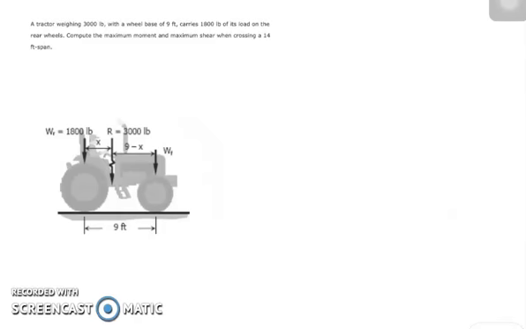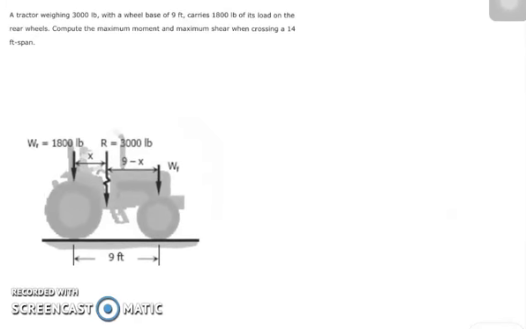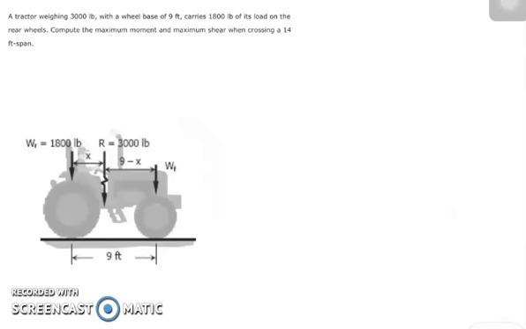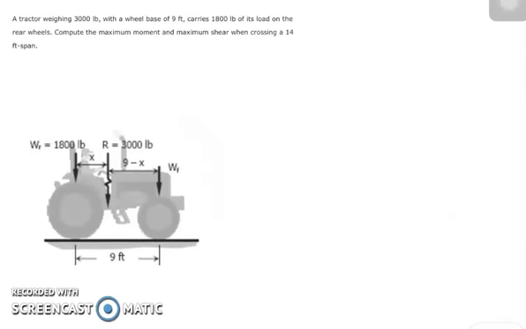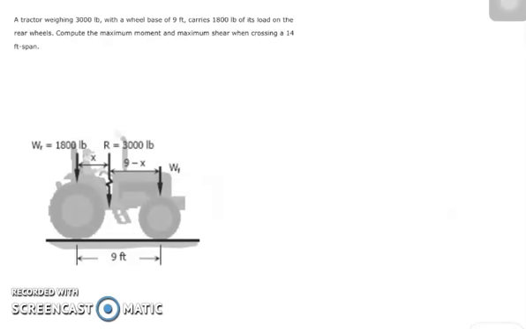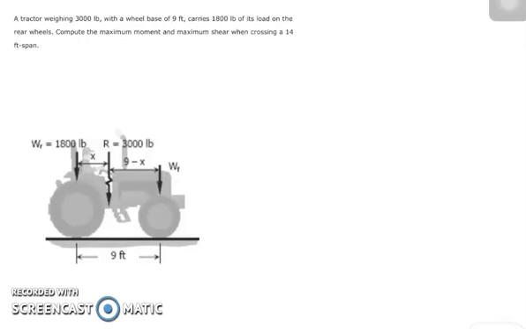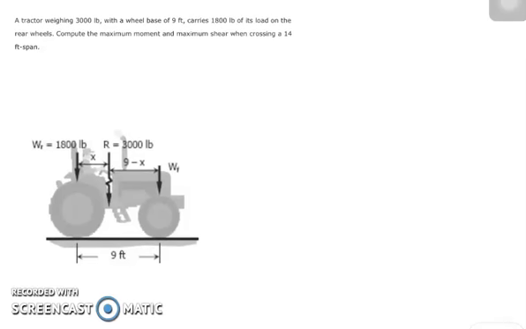Okay, problem number 2. A tractor weighing 3,000 pounds with a wheelbase of 9 feet carries 1,800 pounds of its load on the rear wheel. Compute the maximum moment and maximum shear when crossing a 14 feet span. So meaning to say you have a beam which has 14 feet, that is the span, and you're going to compute again for the maximum moment and maximum shear.